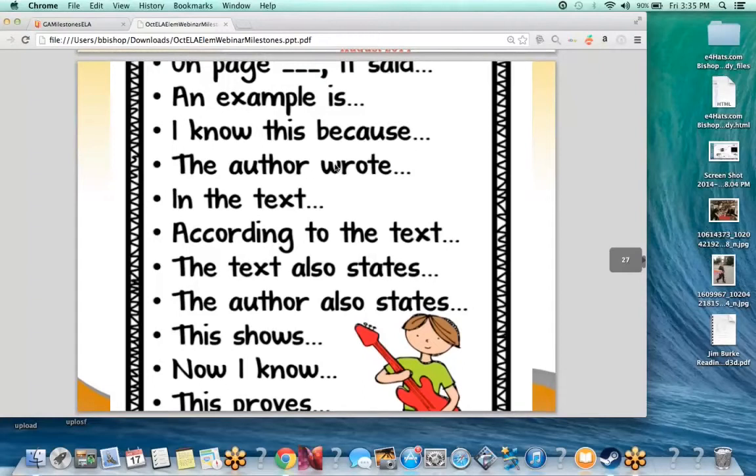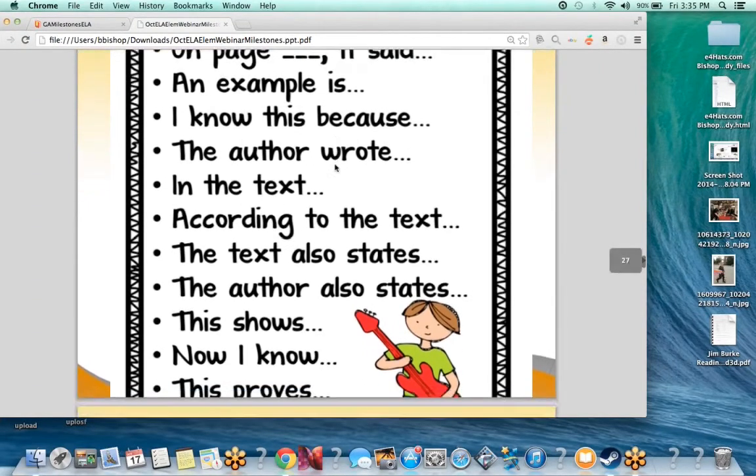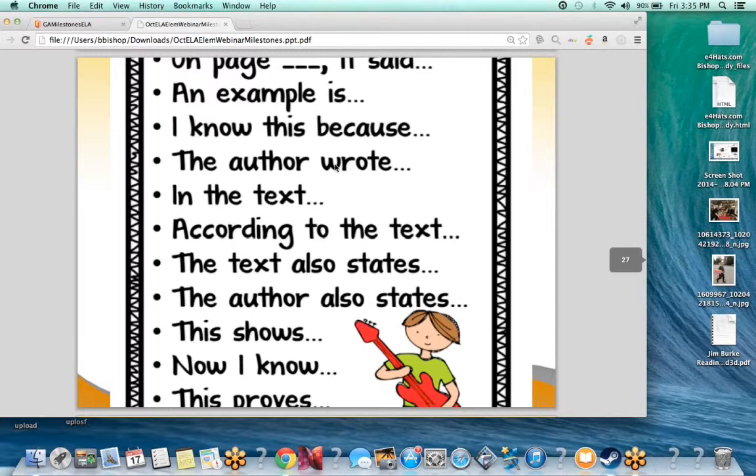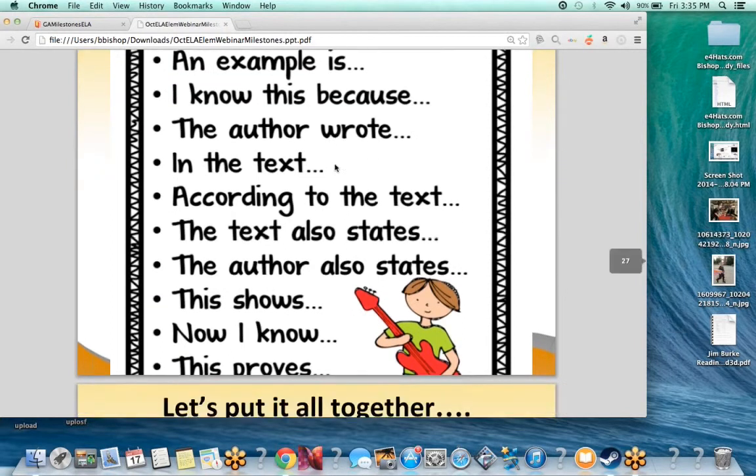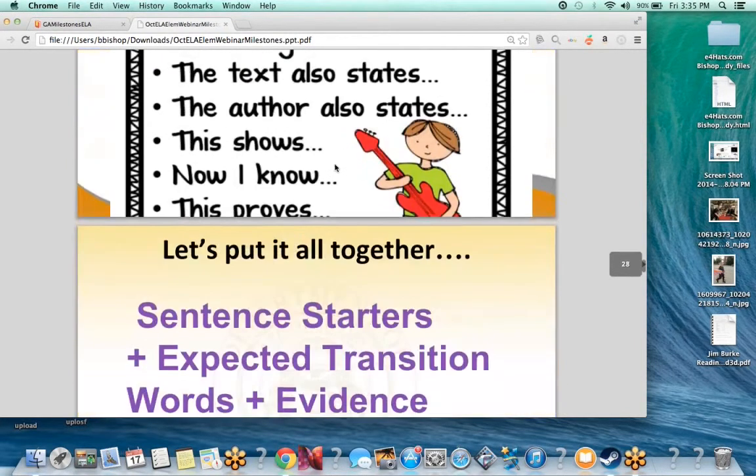I also wanted to mention, this slide probably belonged somewhere else, that there are a couple of sentence starters that, if kids can get used to them, often lead them in the right direction. An example is, I know this because the author wrote in the text, according to the text, according to this, this shows, now I know, this proves. I would actually make a poster of these sentence starters and encourage kids to incorporate one or more of these into their responses.